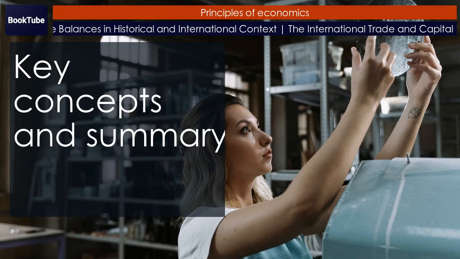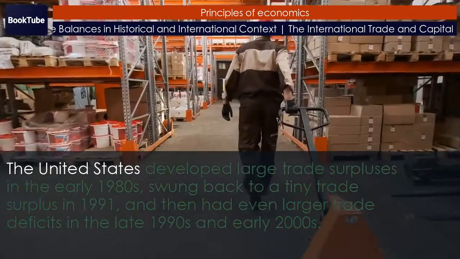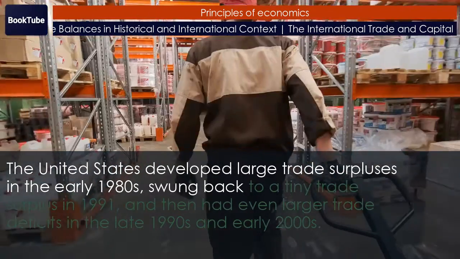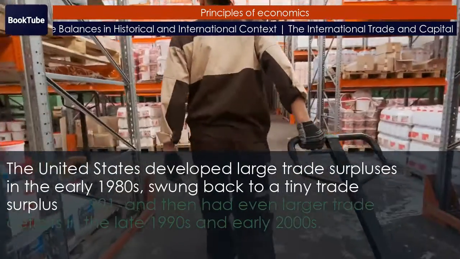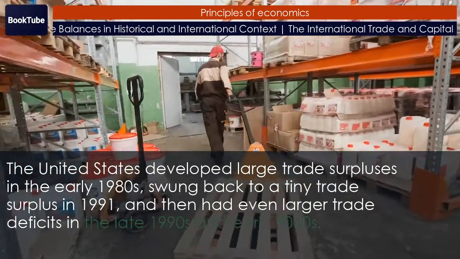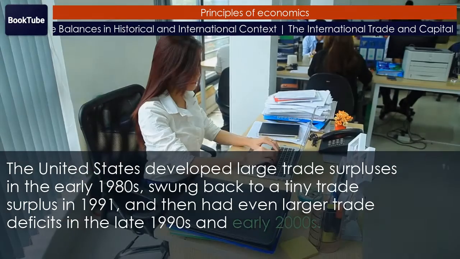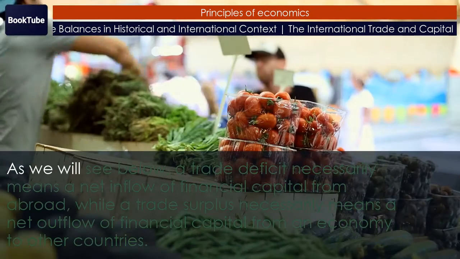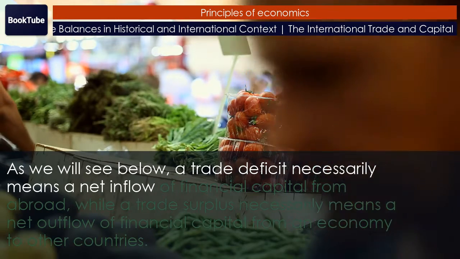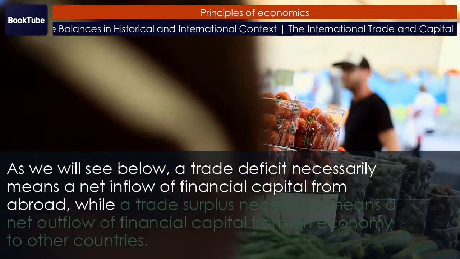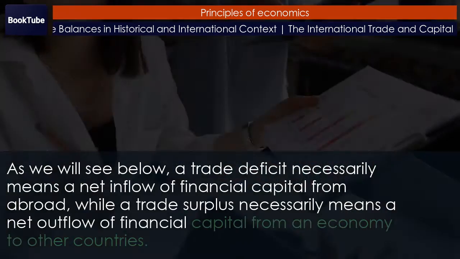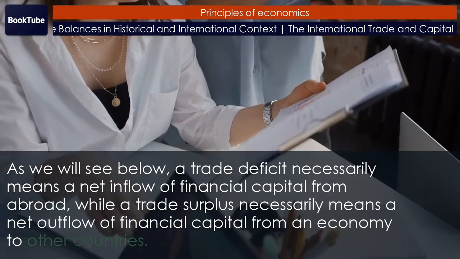Key concepts and summary. The United States developed large trade deficits in the early 1980s, swung back to a tiny trade surplus in 1991, and then had even larger trade deficits in the late 1990s and early 2000s. As we will see below, a trade deficit necessarily means a net inflow of financial capital from abroad, while a trade surplus necessarily means a net outflow of financial capital from an economy to other countries.